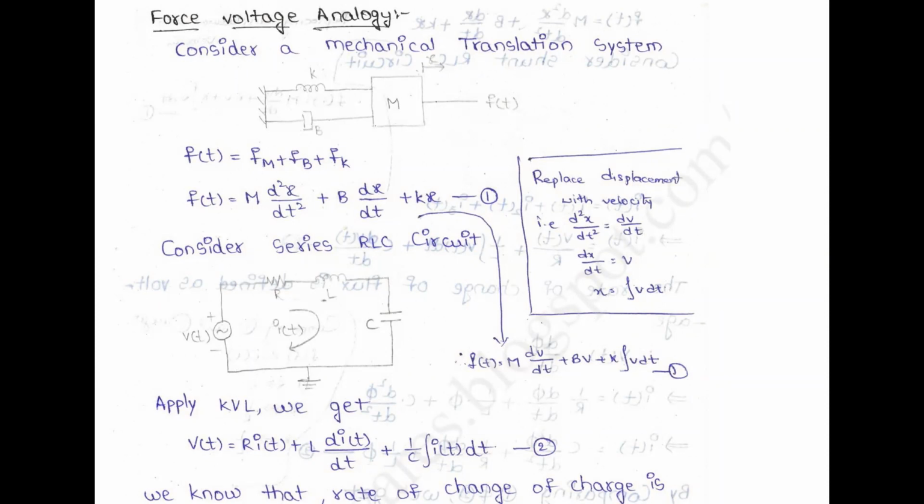So you are replacing, in the force voltage analogy, mass with inductor, B with resistor, K with capacitor. Mass is replaced by inductor, B is replaced by resistor, K is replaced by capacitor. In the force voltage analogy, force is replaced by voltage.